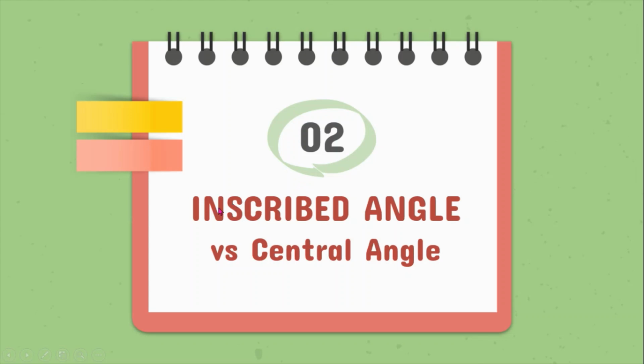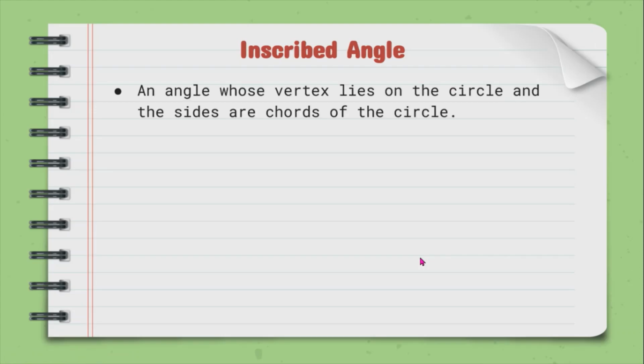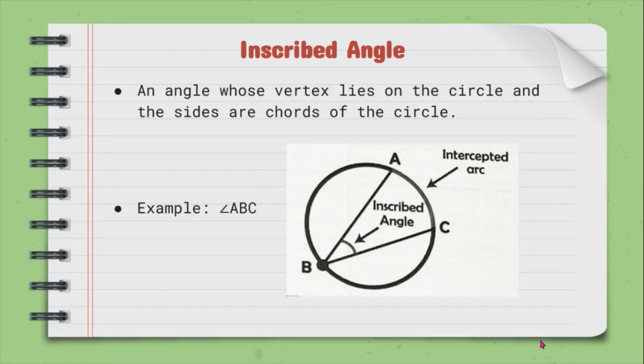Let's now differentiate inscribed and central angles. An inscribed angle is an angle whose vertex lies on the circle and the sides are the chords of the circle. For example, in this illustration, angle ABC here is an inscribed angle since its vertex lies on the circle and its sides are chords of the circle.